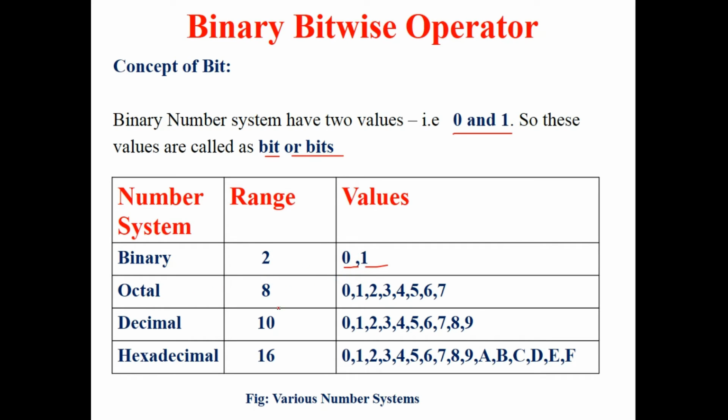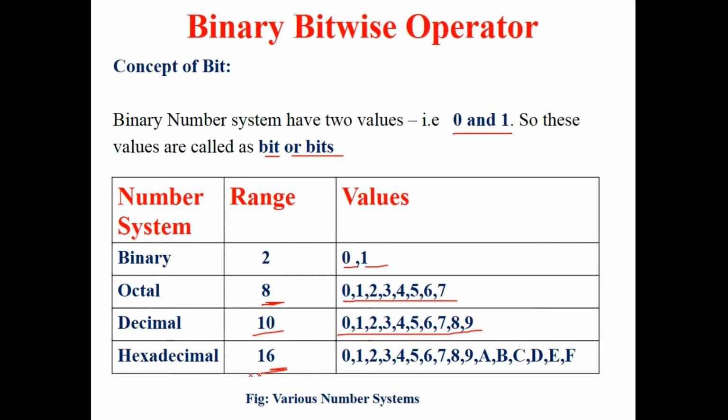In octal you have a total of 8 range, from 0 to 7. You cannot take any number other than 0 to 7, that is, you cannot take 9, 8, 10 in this octal number. In decimal you can take any number from 0 to 9 range.